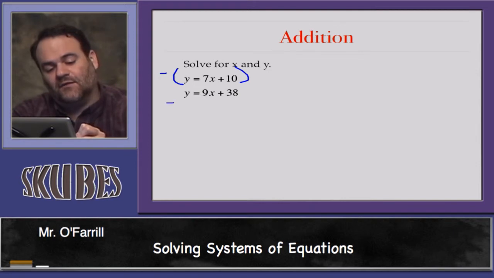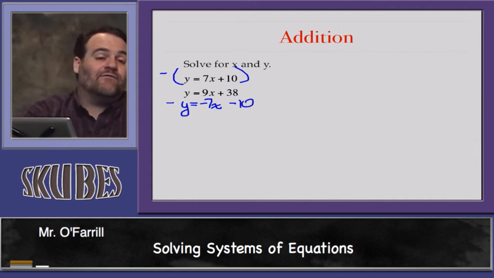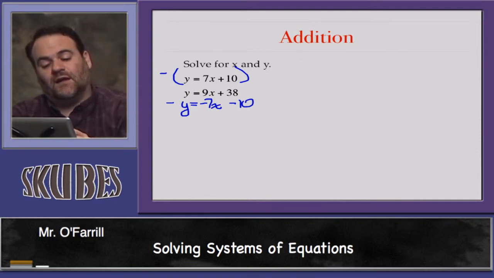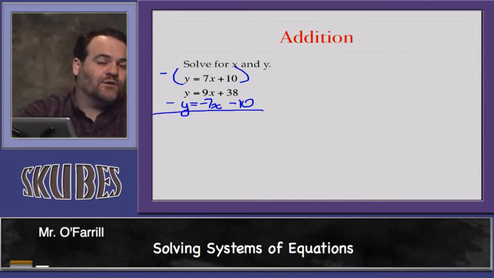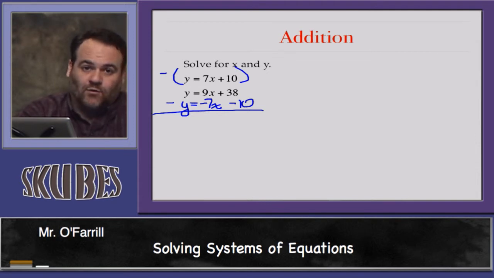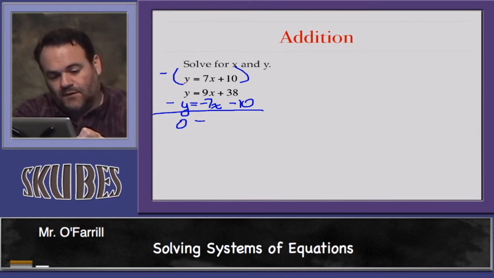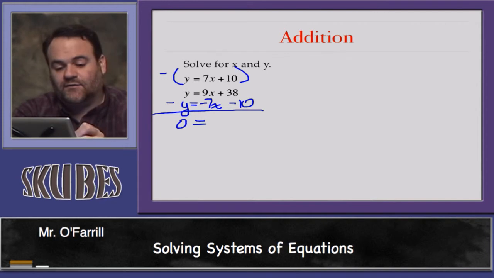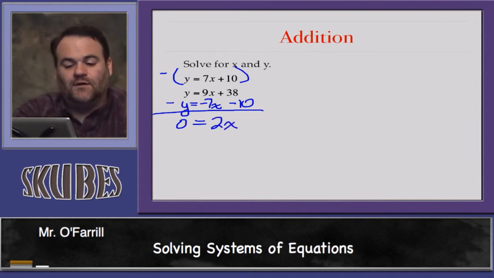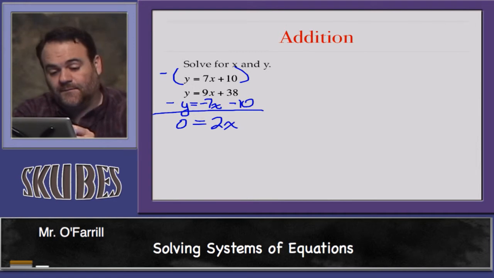It's going to become negative y equals negative 7x minus 10. Everything went from positive to negative. And now that we've done that, we can add the two equations together. Y minus y is 0 equals 9x minus 7x, which is 2x, and 38 minus 10 is 28.